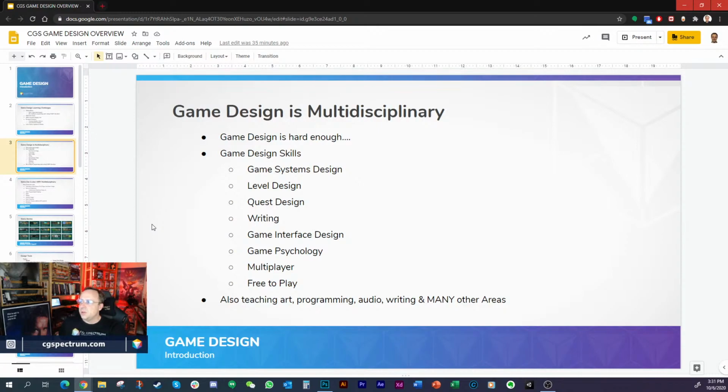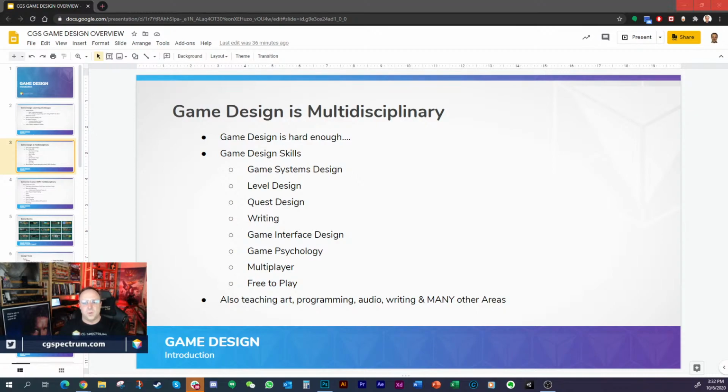Says, is it safe to say the bigger the studio, the more focused on a single discipline or two? Yes, absolutely, right. As you get into a bigger and bigger team, you're definitely going to have a lot more specialization, as a level designer or a quest designer or things like that. So if you're going to be on a small team, you want to be much more of a generalist. If you're going to be on a large team, you're going to be much more focused in your skill sets.